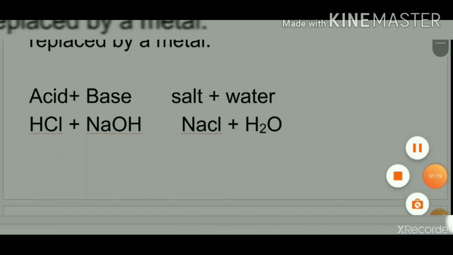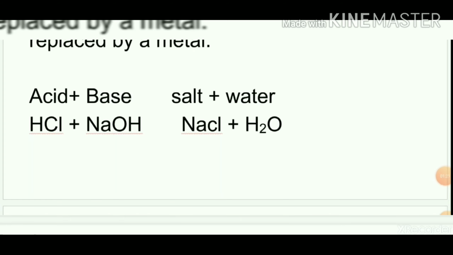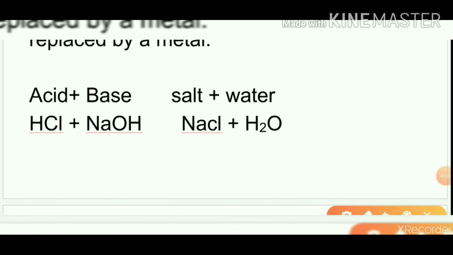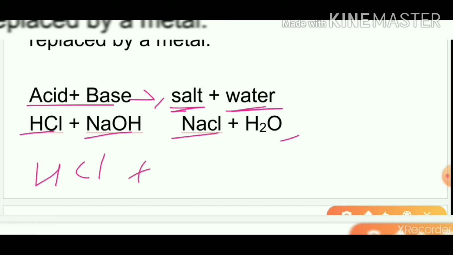Now we will see the reaction. Acid and base react to give salt and water. So we will see the reaction, how the reaction takes place. Now see, HCl plus NaOH. In this condition, H is plus and Cl is minus. Now Na is plus and OH is minus.